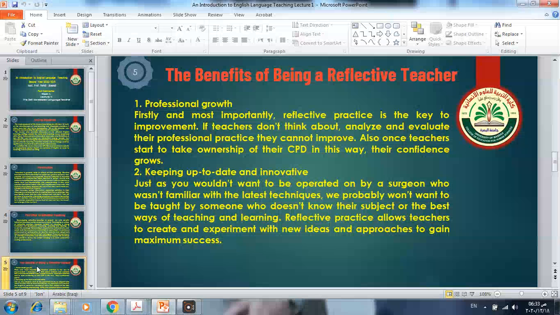Of course, we don't want to learn from classical teachers who are using the oldest teaching methods and techniques. Of course not. We should consult teachers who are up to date, who updated their techniques, and who know about the latest ideas, the latest approaches, and the latest techniques in language teaching. So this will maximize the success. So this is another benefit of being a reflective teacher: the reflective teacher is going to update his techniques, and he will be up to date with these techniques.